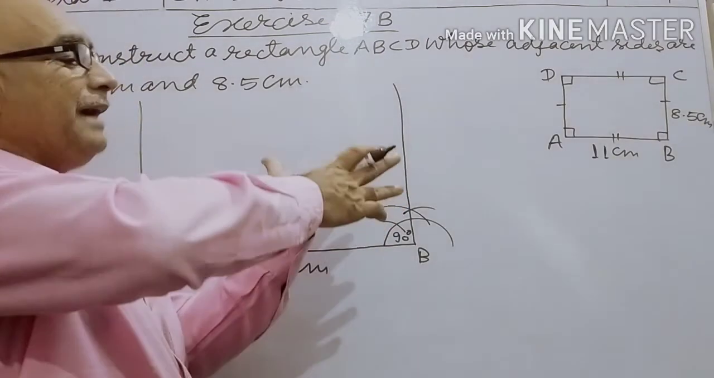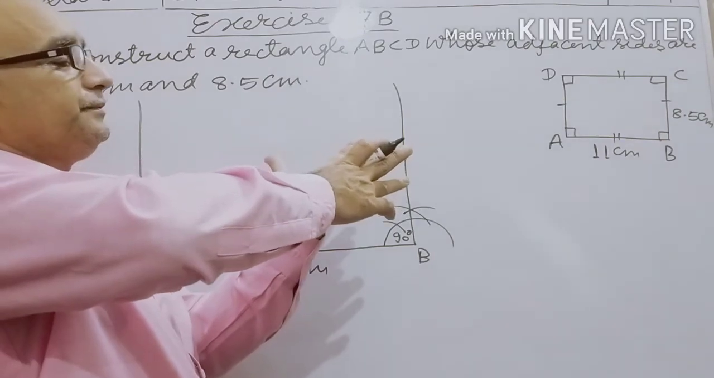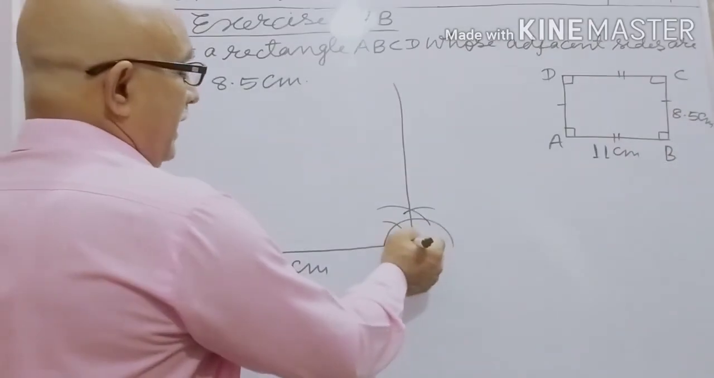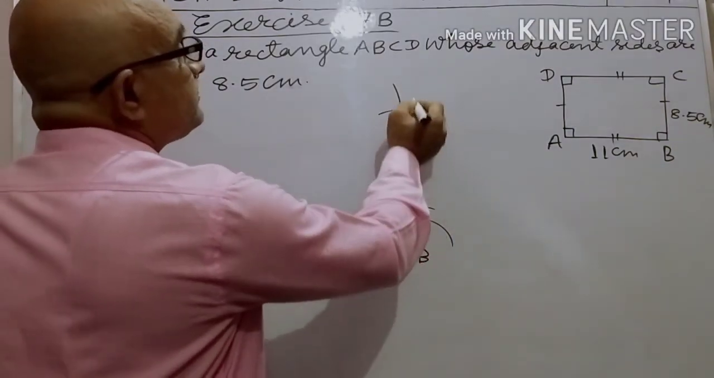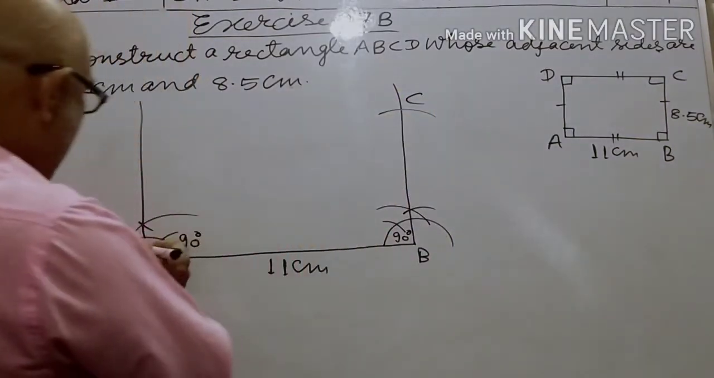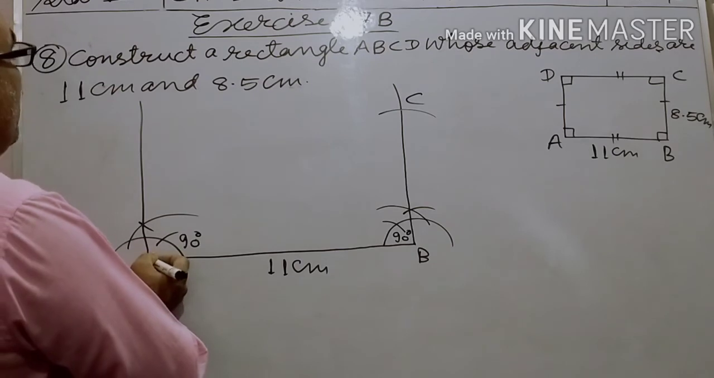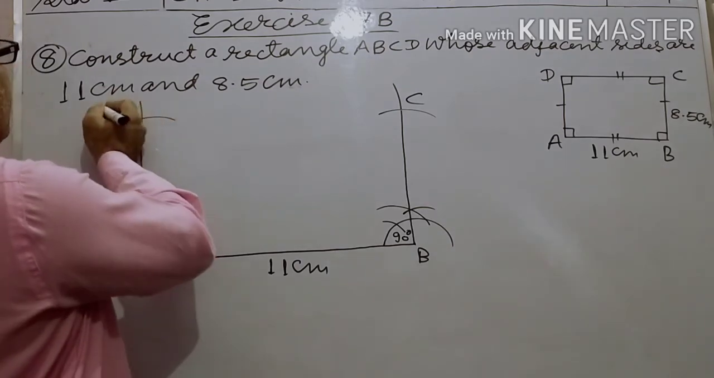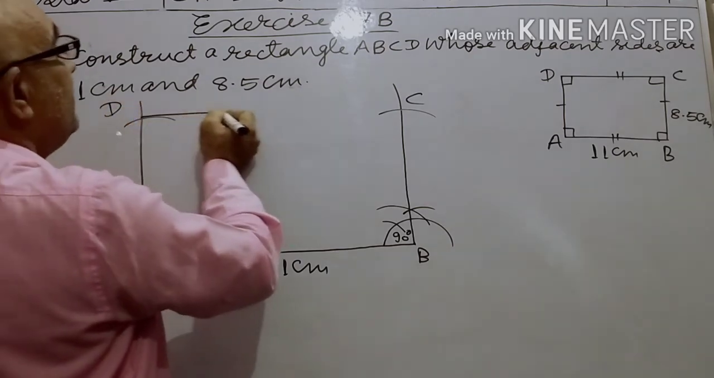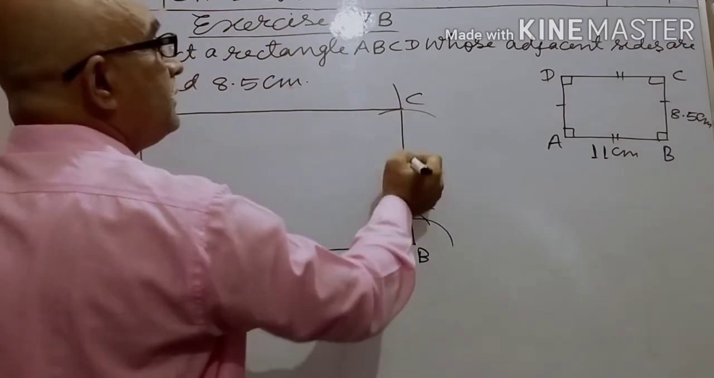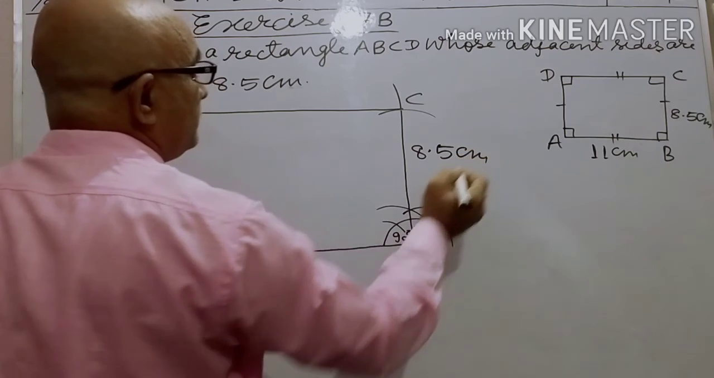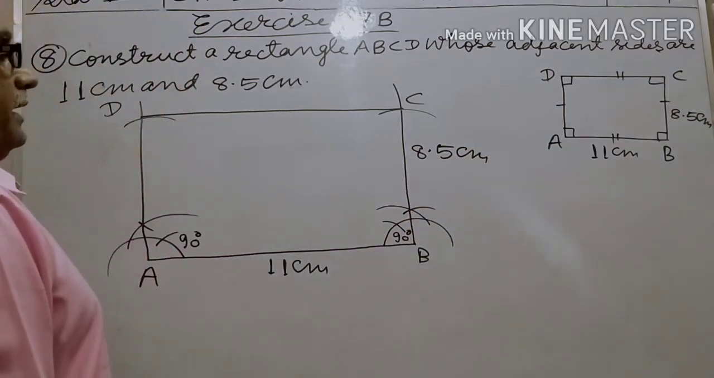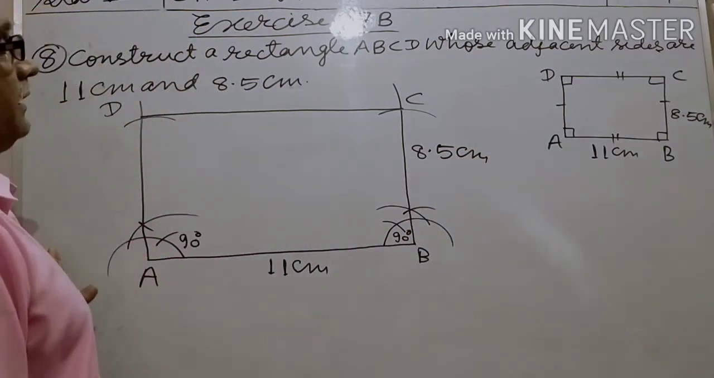And on the same side, BC is 8.5 cm. So take an arc of 8.5 cm and cut from point B, that is C, and from A also cut it here, D. Meet C and D. Students, understand and construct it.